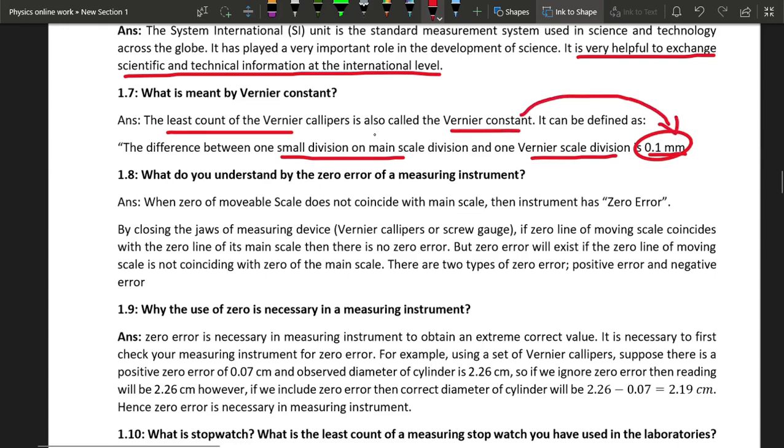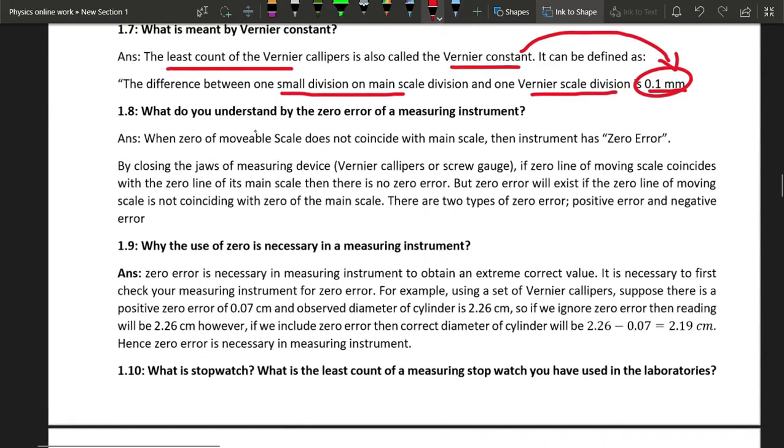Okay. Now, what do you understand by zero error of a measuring instrument? When zero of the movable scale does not coincide with the main scale, then the instrument has a zero error. Now, what are the movable scale and main scale? When we talk about the Vernier caliper or a screw gauge, in Vernier caliper there is a Vernier scale which can slide over the main scale, and similarly screw gauge has a circular scale which can rotate over the main scale.